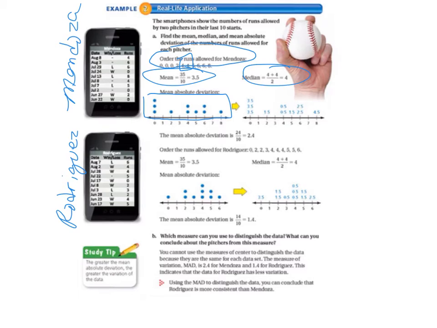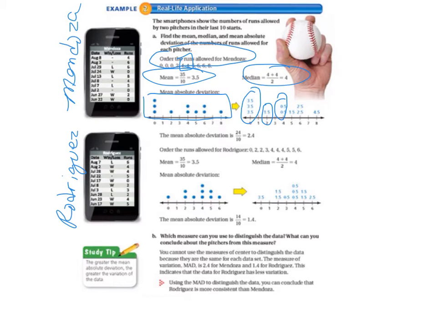So 3.5 is your mean, and so you replace all of these dots with the distance away from 3.5. So 4 minus 3.5 is 0.5, so we replace that. And 3.5 minus 2 is 1.5, so we replace that dot with a 1.5. And 3.5 minus 0 is 3.5, so we replaced all 3 of those dots.